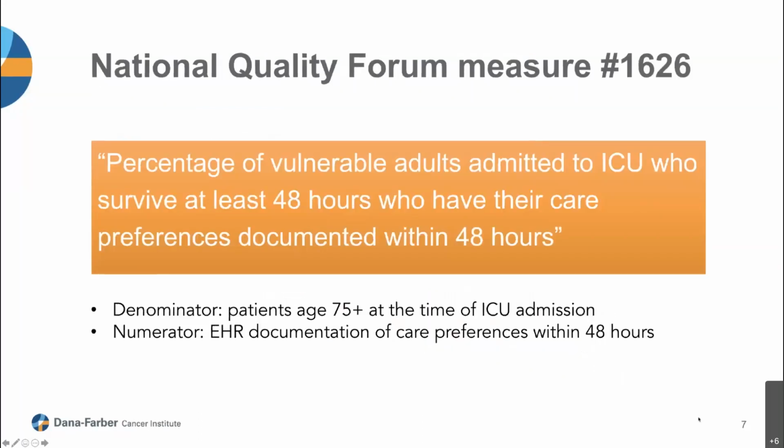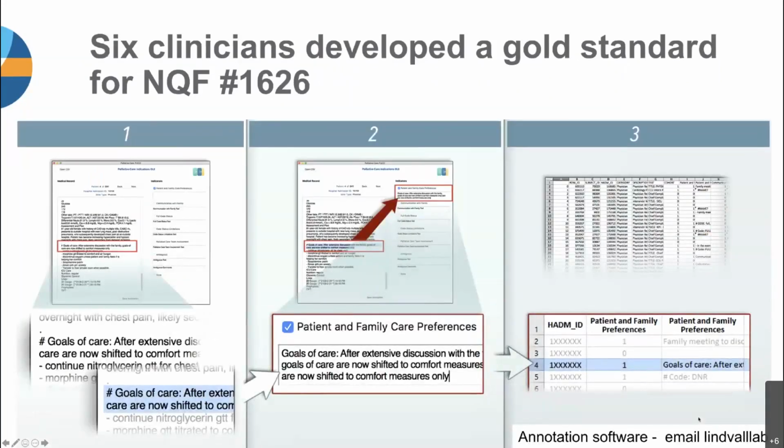In the next couple of slides, I will walk you through an example, and I'm using a measure from the National Quality Forum. They have several measures for end-of-life care and palliative care, and I will show you how we operationalized measure 1626. Measure 1626 is a measure of the percentage of vulnerable adults admitted to intensive care unit who survive at least 48 hours, who have their care preferences documented within 48 hours. The denominator is patients who are age 75 or older at the time of ICU admission. And the numerator is that documentation of care preferences in the clinical notes. In order to operationalize this, as I mentioned before, we do need that clinical expert, the human expert in the loop.